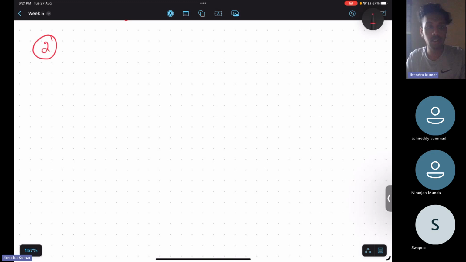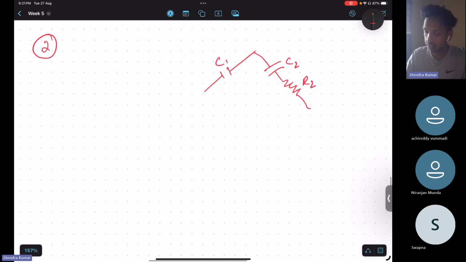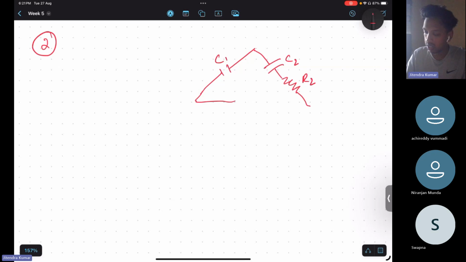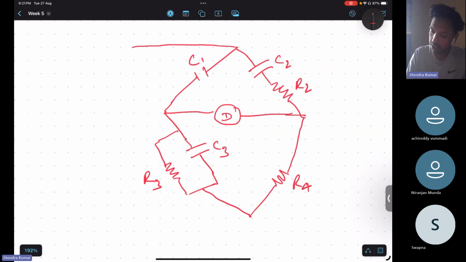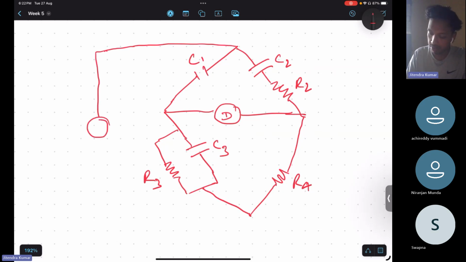So the next problem is based on, again, another high voltage AC bridge circuit in which one branch has a capacitor, the other branch has a series combination of capacitor and resistor, C2 R2, or you can say any unknown as well. And here the galvanometer deflection will be measured. The third branch will have C3 in parallel with R3, and the fourth branch will have R4. And it will be fed with an AC supply, a sinusoidal supply.